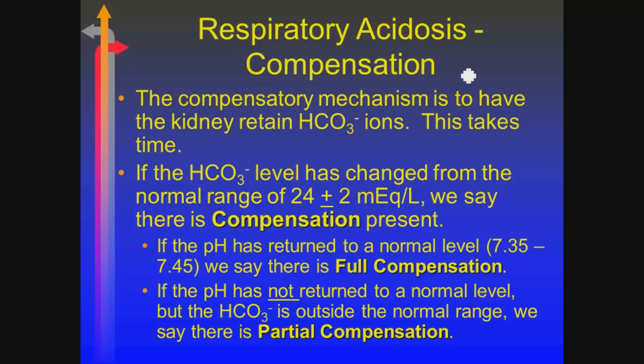So, the compensatory thing for a respiratory acidosis is to retain bicarbonate ions. It's either not going to do it at all, uncompensated. It's going to rise above its normal level of 26 milliequivalents per liter, meaning it's attempting to compensate, but it's not quite there yet. The pH is not back to 7.4, or 7.35, I should say. Or it's all the way back and the pH is back to within normal range.